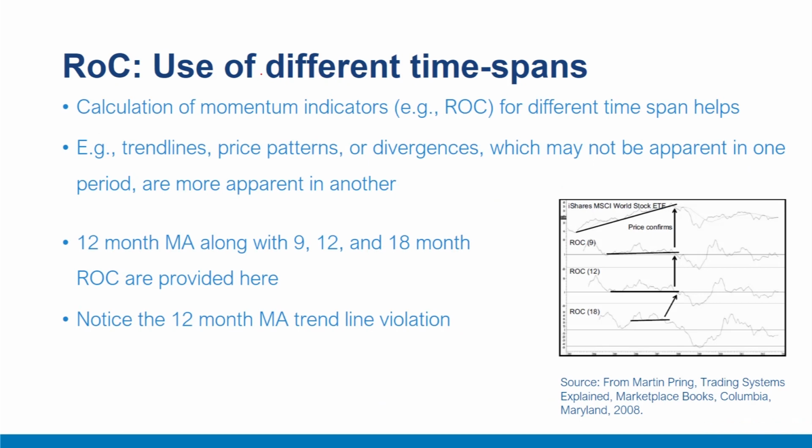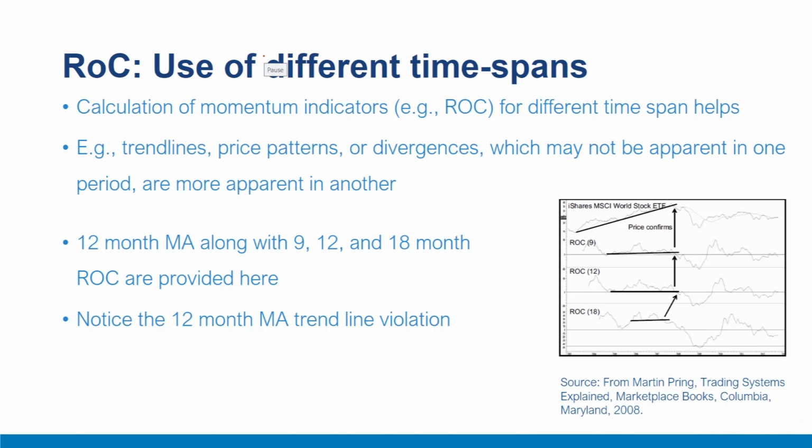Please note that analysis of any technical situation can be enhanced by the calculation of several momentum indicators, each based on a different time span. In this way, the trend line, price patterns, or divergences which may not be apparent in one period are more apparent in another. The discovery of signs of a trend reversal in several indicators constructed from different time spans adds further fuel to the weight of evidence.